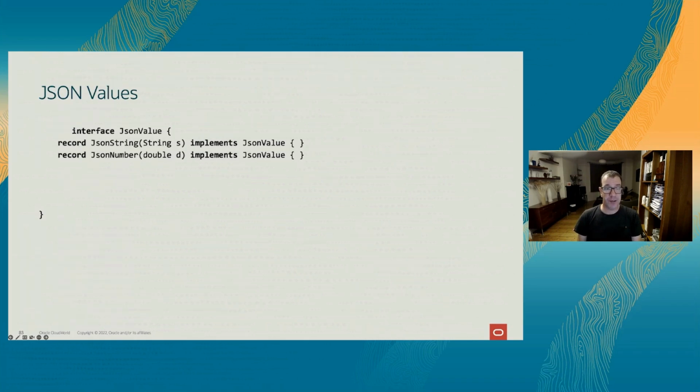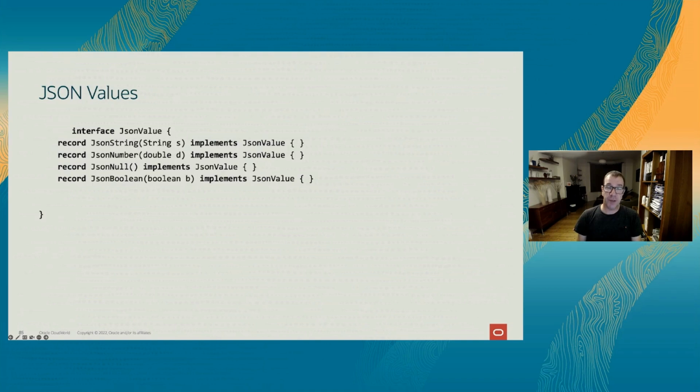Second, a JSON value could be a number. So let's model that as a record class JSONNumber that contains a double. Third, a JSON value can be the dreaded null value. So let's model that using a record class JSONNull. Note that this record class doesn't have any components. It's used purely to model null values.